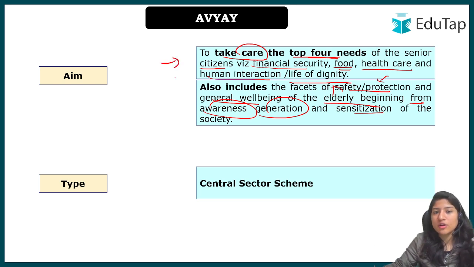So one, taking care of the needs of the senior citizen, and second, sensitizing people towards the senior citizen, so that in the future we have a good society where everybody is helping each other and we are respecting the senior citizens once they cannot take care of themselves. This is a central sector scheme.